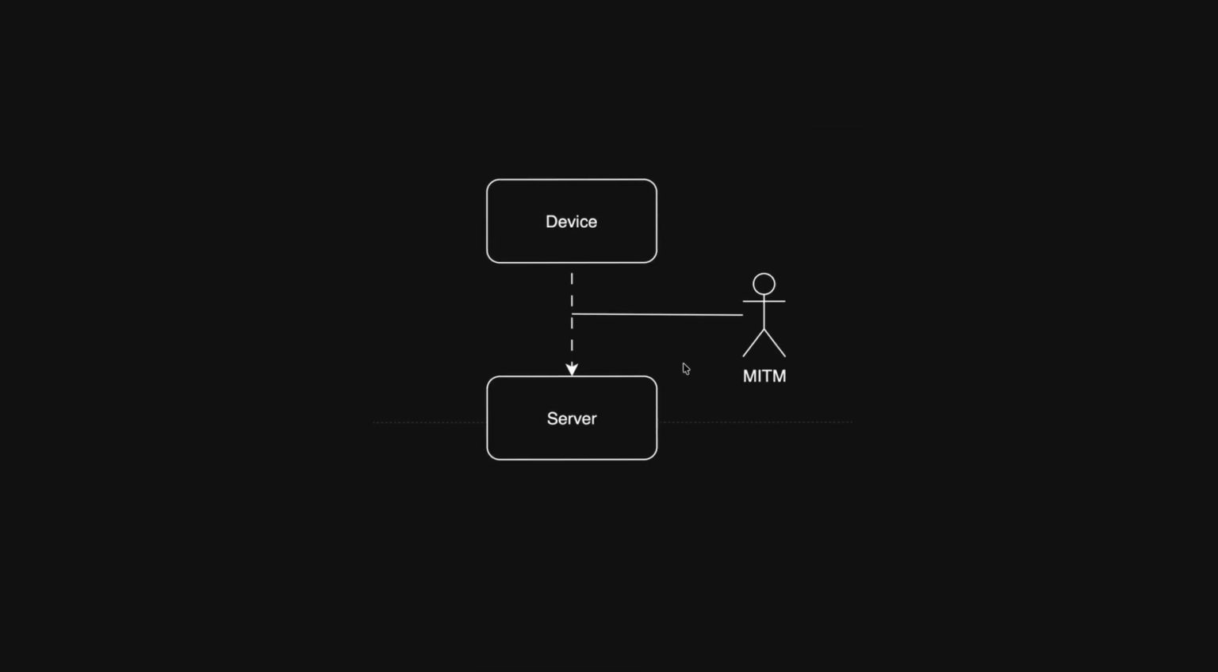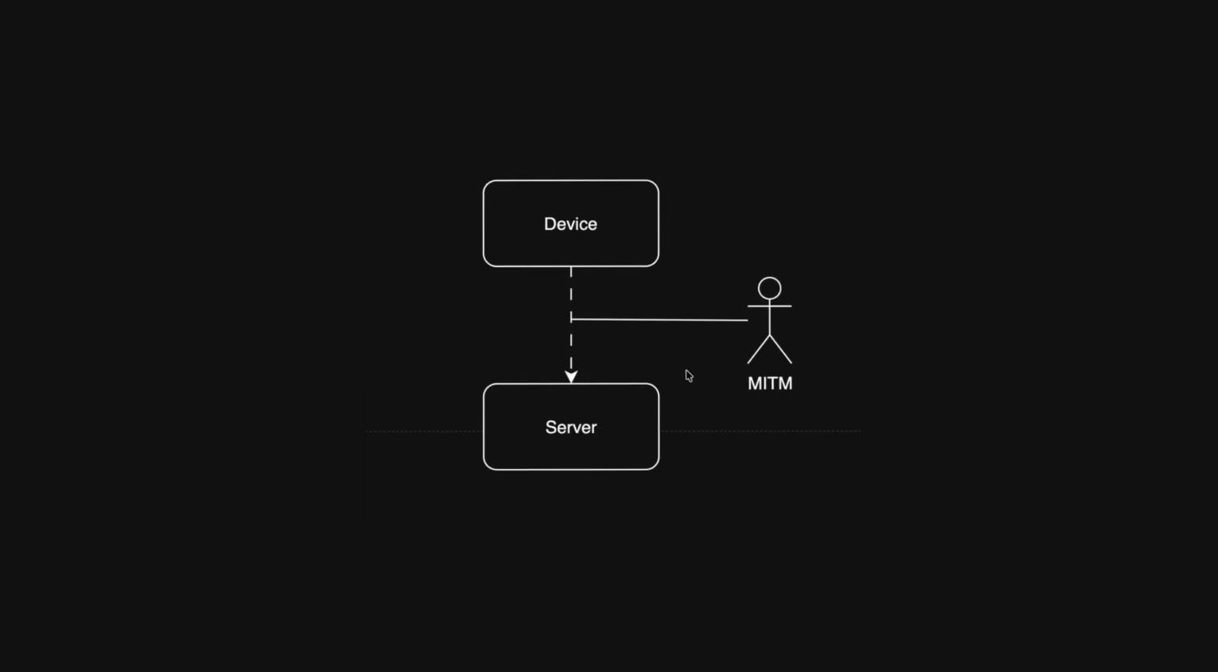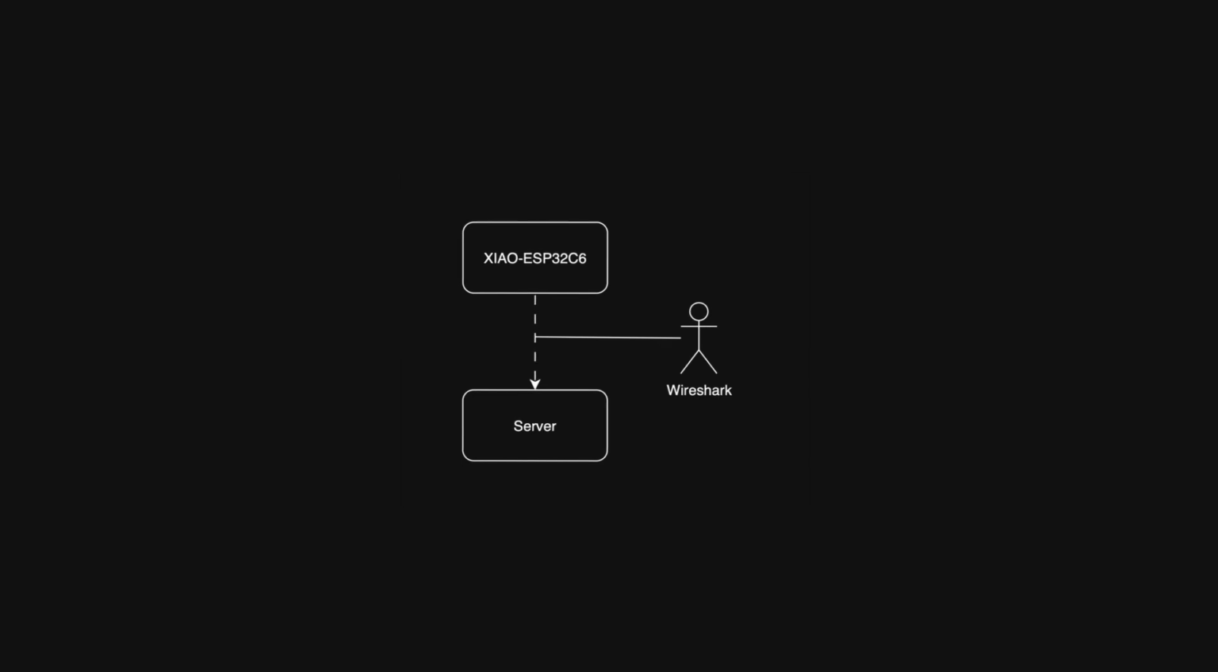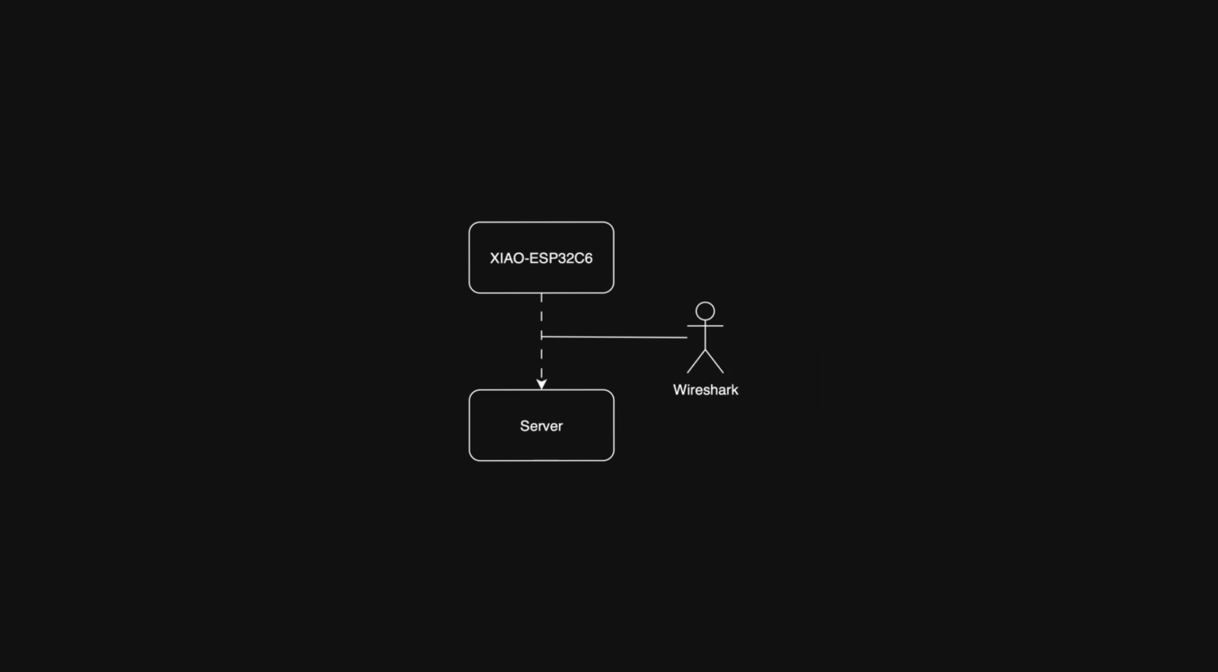A simple test architecture consisting of three elements: an IoT device, a data aggregating server, and an eavesdropper. The XIAO will act as the IoT device sending sensor data. A server written in Node.js will receive this data on the backend. Using Wireshark, we will capture and analyze the communication between them.